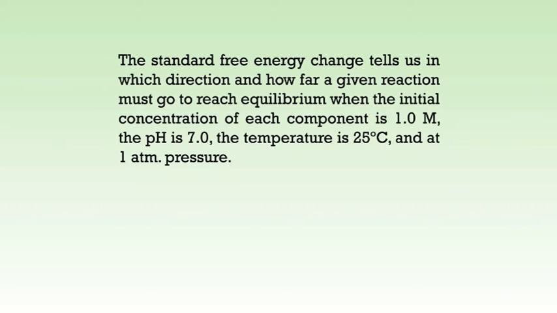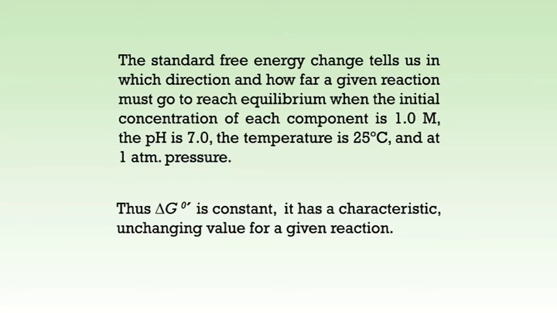The pH is 7.0, the temperature is 25 degrees Celsius, and the pressure is atmospheric. Thus, the standard free energy is constant. It has a characteristic unchanging value for a given reaction. But the actual free energy change, delta G, is a function of the reactant and product concentration and of the temperature prevailing during the reaction, which will not necessarily match the standard conditions as defined earlier.